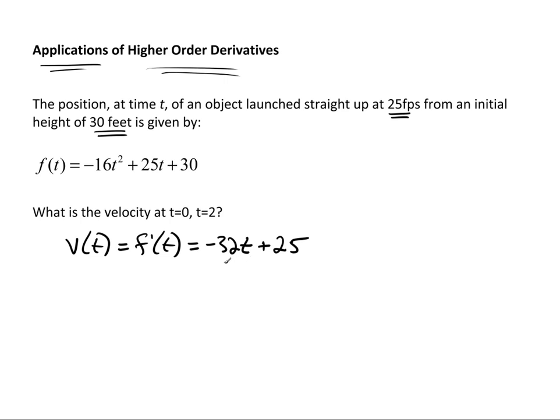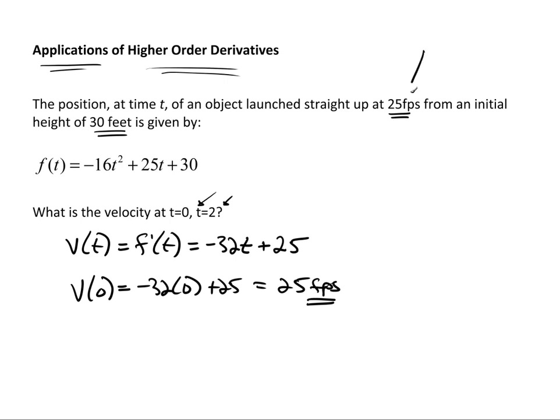If I want to know how fast it's going, I evaluate this at t equals 0 and t equals 2, so I'll know at 0 seconds and 2 seconds. So v of 0 equals negative 32 times 0 plus 25, which equals 25 feet per second, which makes sense because we said that's the initial velocity at time 0, where we're launching it. So v of 2 equals negative 32 times 2 plus 25, which equals negative 39.